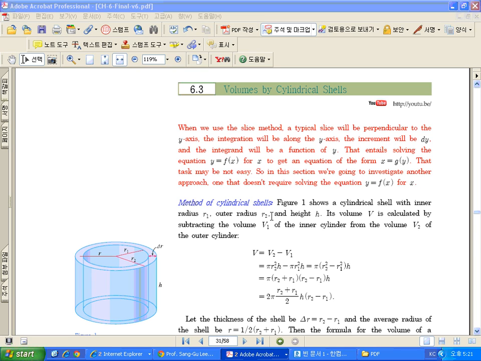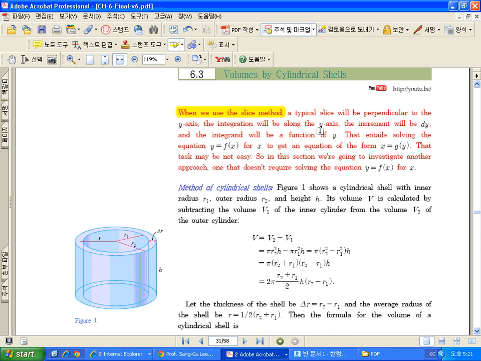Okay, section 6.3, volumes of cylindrical shells. When we use the slice method, a typical slice will be perpendicular to the y-axis. The integration will be along the y-axis. The increment will be dy, and the integral will be a function of y.